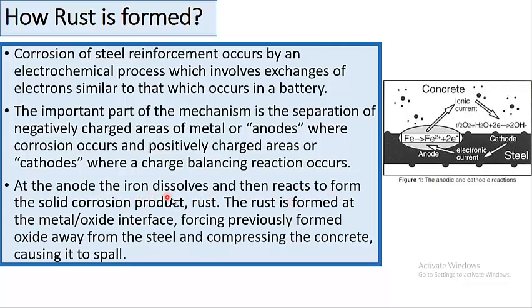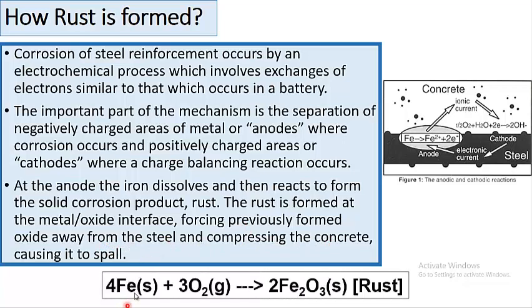At the anode, the iron dissolves and then reacts to form the solid corrosion product, which is called rust. The rust is formed at the metal oxide interface, forcing previously formed oxide away from the steel and compressing the concrete, causing it to spall.